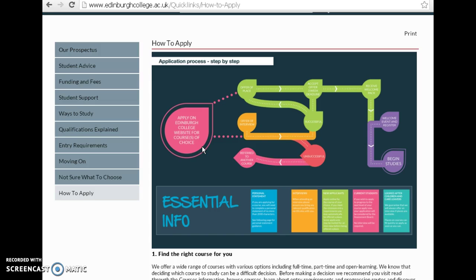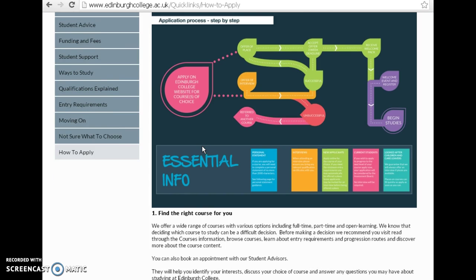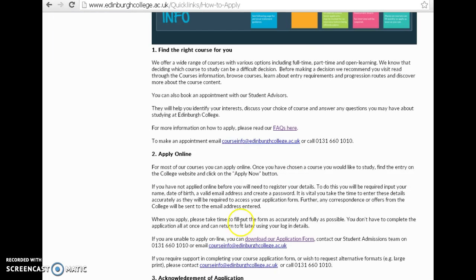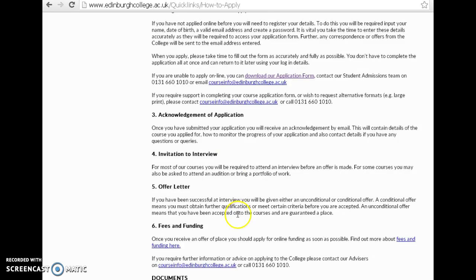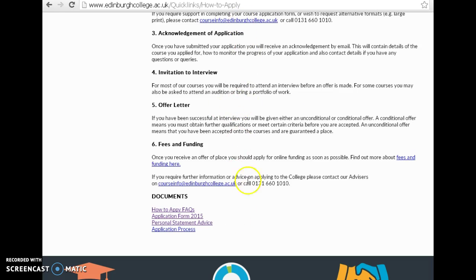Currently, the college accepts only one full-time application per applicant, so it's really important that you choose the best level course in the subject area that most interests you when you do your application. There's details here about the process, and there are some documents to help with it. We're going to look at the personal statement advice.